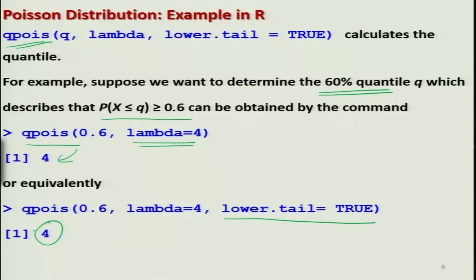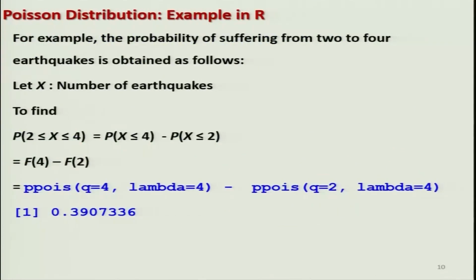One thing you have to be a little bit cautious about here is that when you are writing q, you have to simply write 0.6. If you try to write q is equal to 0.6, then R will give you an error. Why this happens, I do not know, but that is the way it works. Anyway, that is not a big deal.